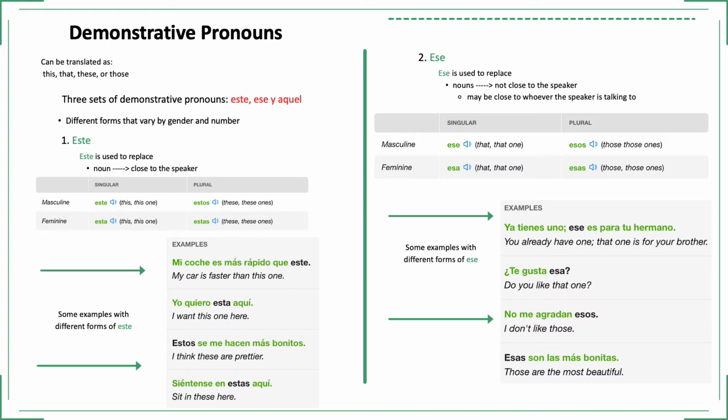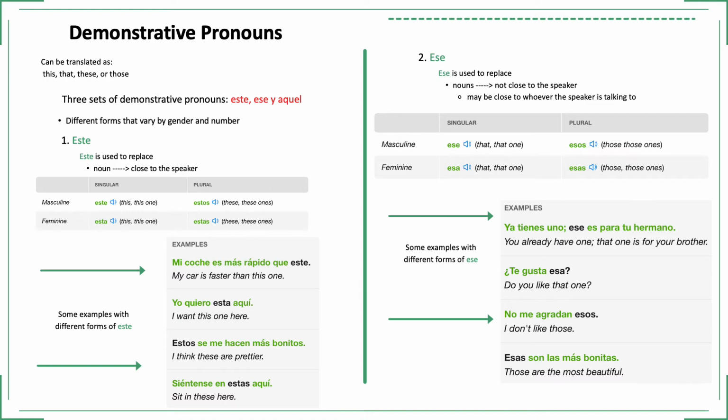Well, now, Spanish has three types of demonstrative pronouns, and they almost match the nouns they replace in gender and in number. So let's talk about número uno, este. Este is used to replace a noun close to the speaker. Below you will find the four forms this pronoun can take, as well as some examples of each.